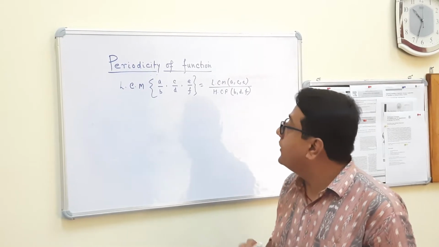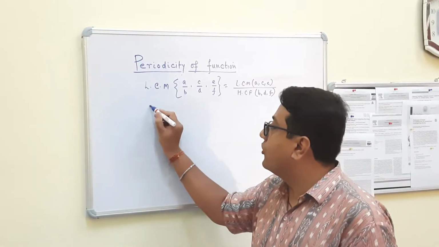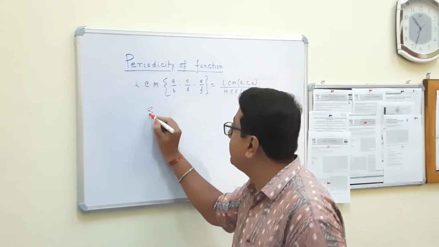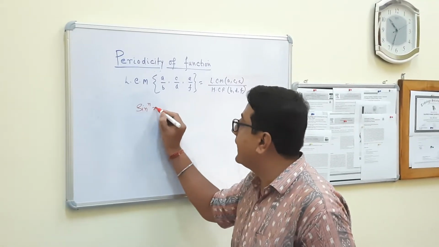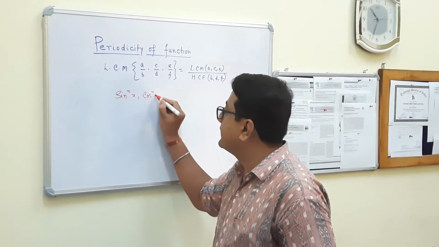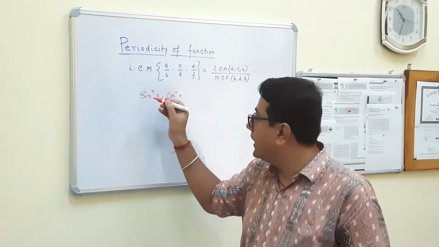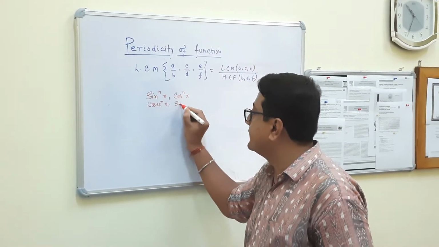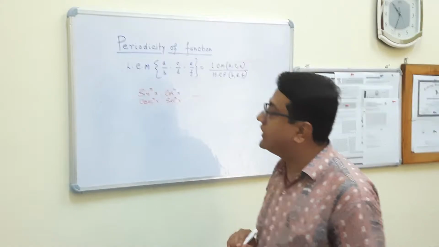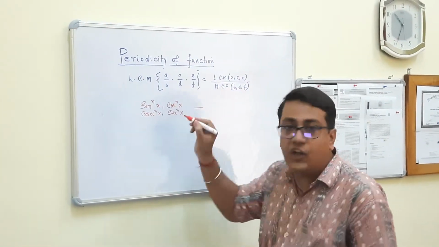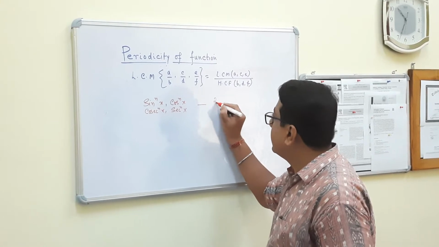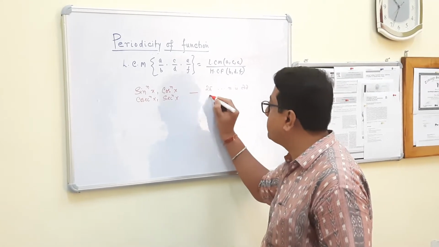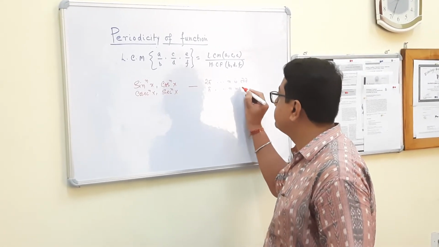This is known to us from our basic mathematical knowledge. Now it's very important to know the periodicity of some more functional forms, like sin nx, cos nx, and their reciprocals cosec nx and sec nx. Their periodicity depends on the value of n. If n is odd, the period is 2 pi, and it is pi if n is even.